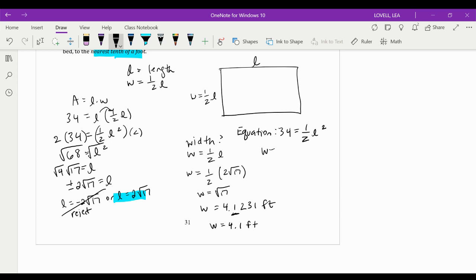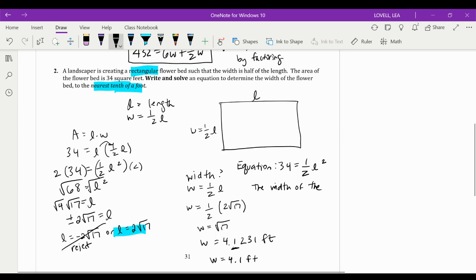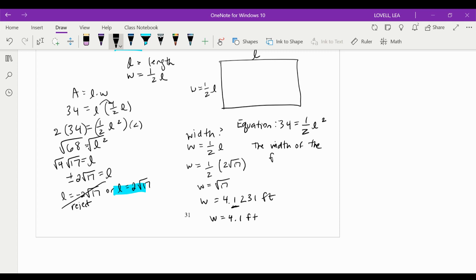And our width measurement that we found is, actually, let's write that out. And the width of the flower bed is 4.1 feet. And you want to put a little box around your answer for the regents. That's it.